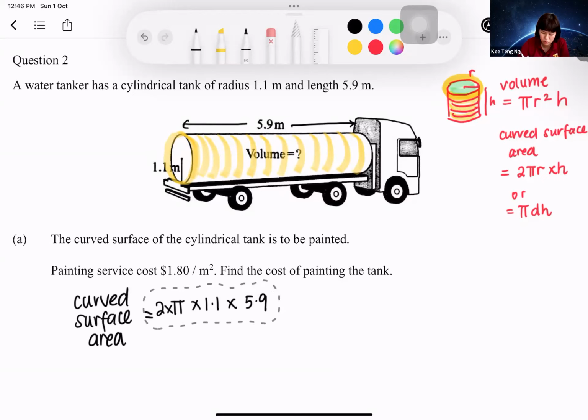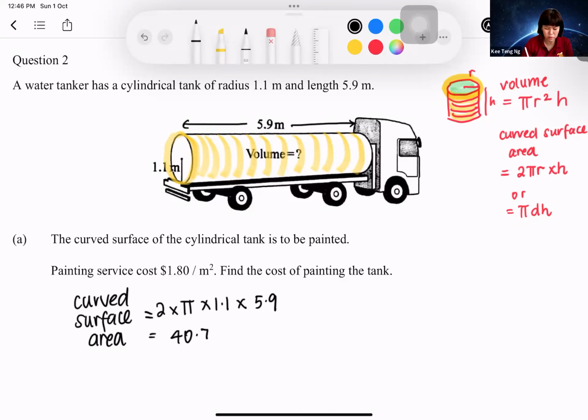Okay, let me shift this over a little bit. 2 times pi times r, 2 times pi times 1.1 times 5.9. And that gives me an area of 40.778, round up. The unit here is meter, so it'll be meter square. So first I found the curved surface area that needs to be painted.